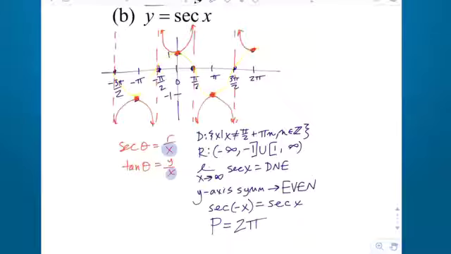Math is less subjective to argument, right? It's right or it's wrong.